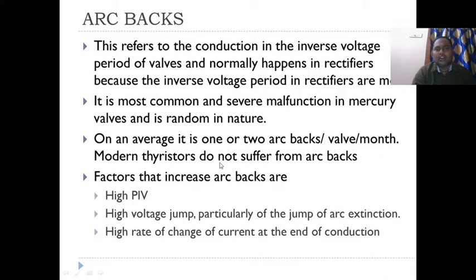Modern thyristors do not suffer from arc backs. Factors that increase arc backs are high peak inverse voltage, high voltage jump, particularly the jump of arc extinction, and high rate of change of current at the end of conduction. So arc backs are most common in HVDC system. The current flows in reverse direction.